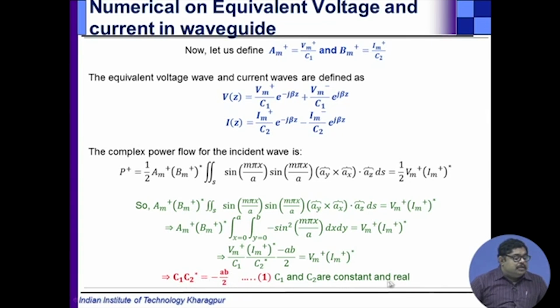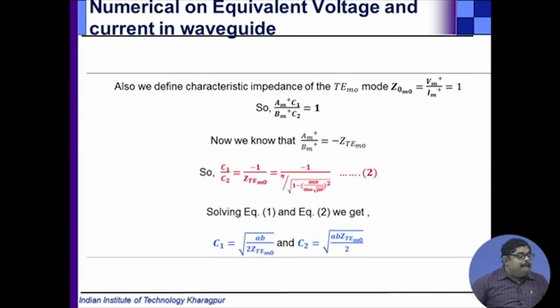Now, C1 and C2 are constant and real. So, C2 star will be equal to C2, that means C1 C2 product is minus ab by 2. This is one equation, so we are calling it equation number 1. Then the next part is impedance equivalence. So, impedance is Vm plus by Im plus. We said we had two choices, either to make it equal to the TE M0 mode wave impedance or equal to 1. We are taking the second one, let us say that this is equal to 1. So, that makes this 1.